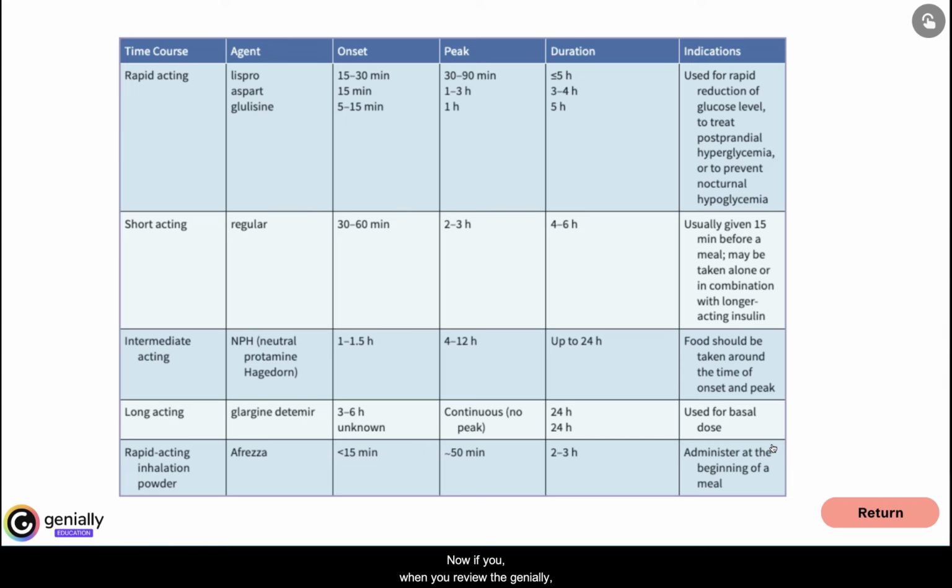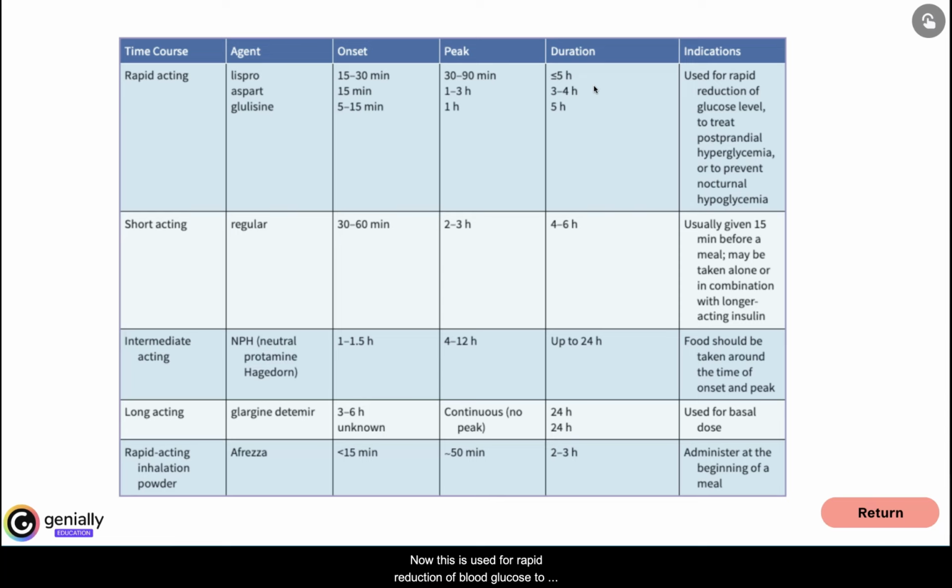Now, when you review the Genially, please look at this chart. This is an extremely important chart that you absolutely should know. You have your rapid acting insulin, that's Lispro insulin. Onset is 15 to 30 minutes, and the peak is 30 to 90 minutes. Duration is less than 5 hours, 3 to 4 hours for some of them.